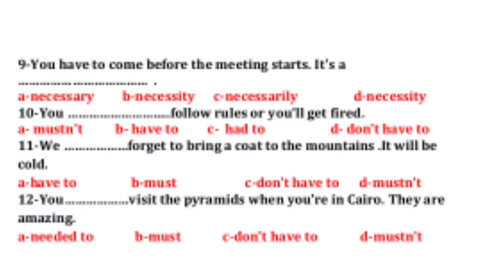Number nine, you have to come before the meeting starts. It's a space. The answer is necessity. You space follow rules or you will get fired. The answer is have to. We space forget to bring a coat to the mountains. It will be cold. The answer is mustn't. You space visit the pyramids when you are in Cairo. They are amazing. The answer is must.